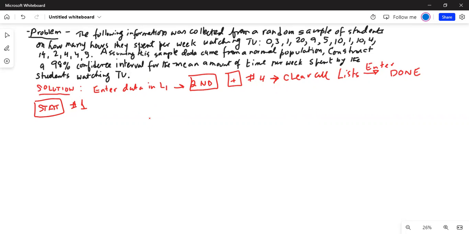So put your cursor in L1 and then enter the data points, which are 0, 3, 1, 20, 9, 5, 10, 1, 10, 4, 14, 2, 4, 4, and 5. So 15 data points. So we entered data in L1, which we already did.